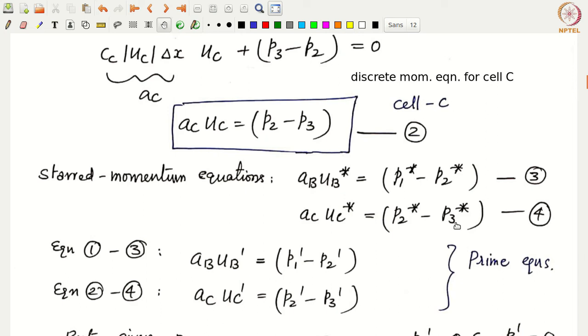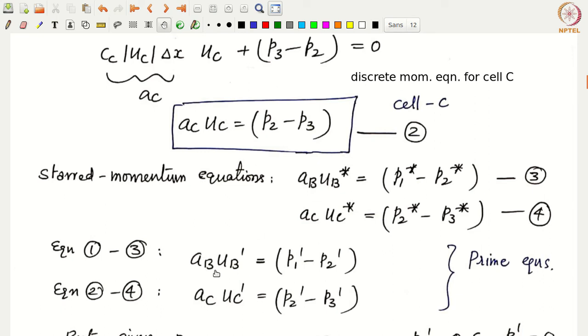Okay. Now what do we have to do? We have to subtract the star momentum equations from the original equation, right? That means we take equation 1 and subtract equation 3. Similarly, we take equation 2 and subtract equation 4. That means what we get is AB UB minus AB UB star, which will basically give you AB times UB minus UB star. That is basically your UB prime.